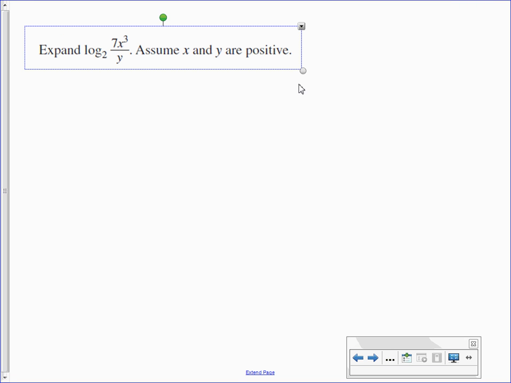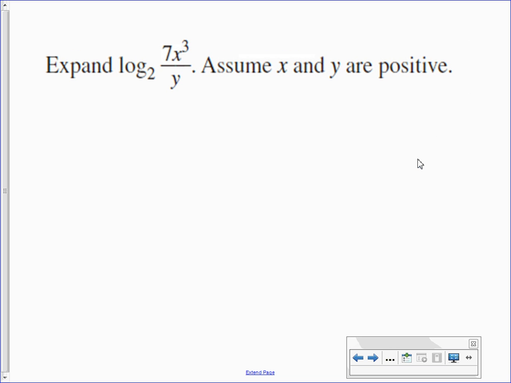Expand log base 2 of 7x cubed divided by y, assuming that x and y are all positive. They say that a lot of times because they don't want you to have to worry about your variables being negative, because you don't take logs of negative values. That's why they write that up.